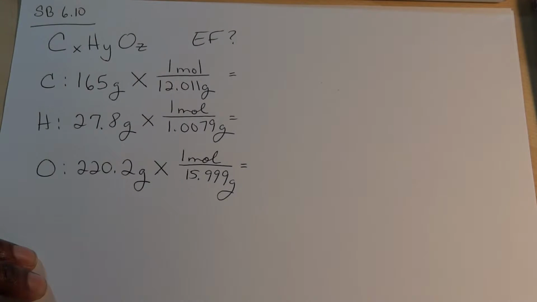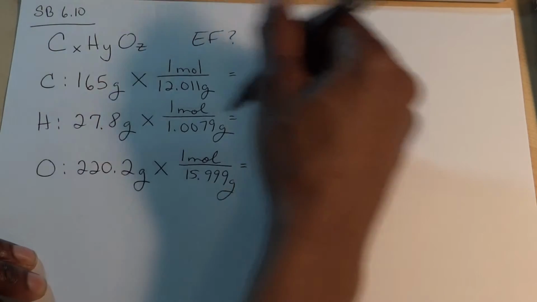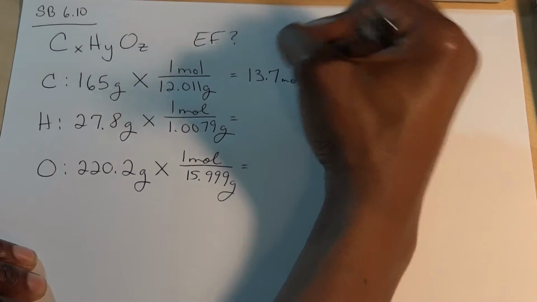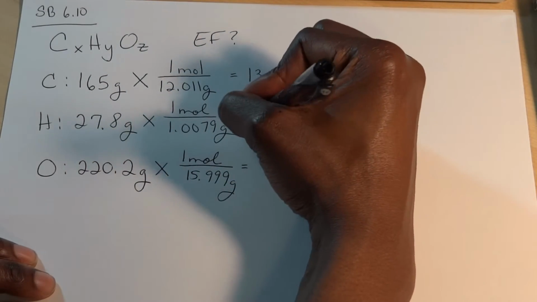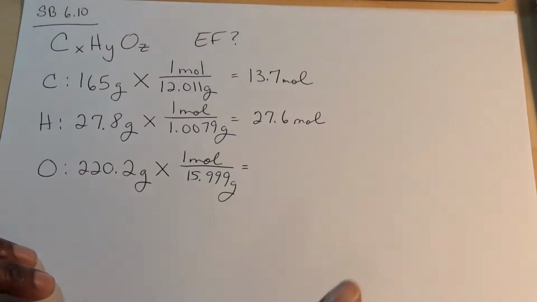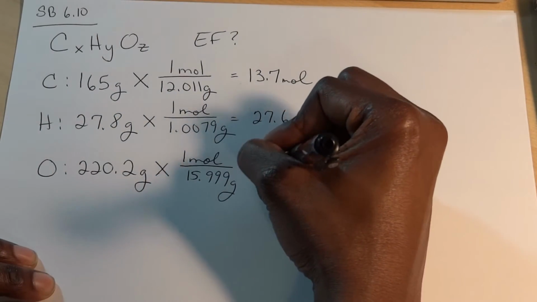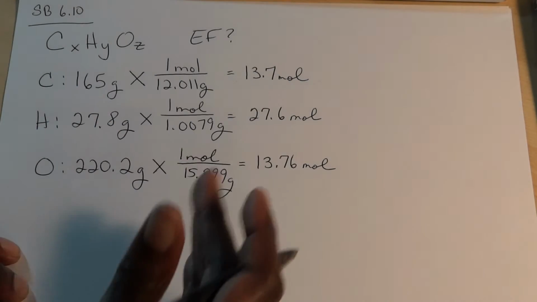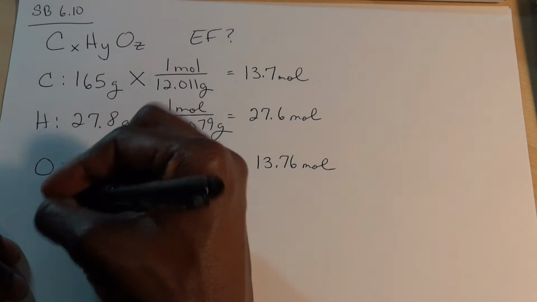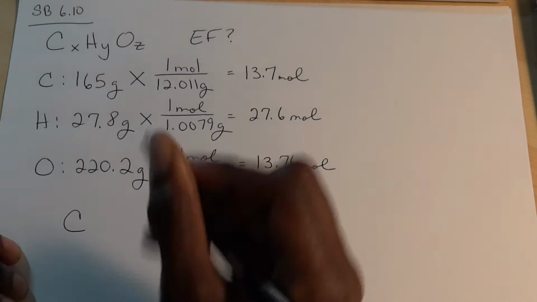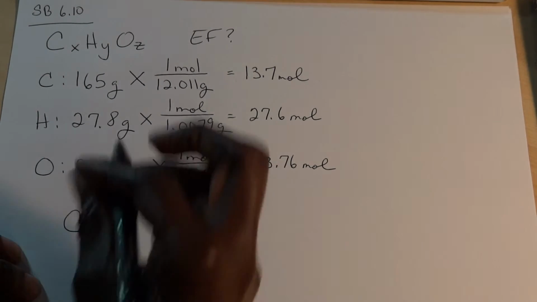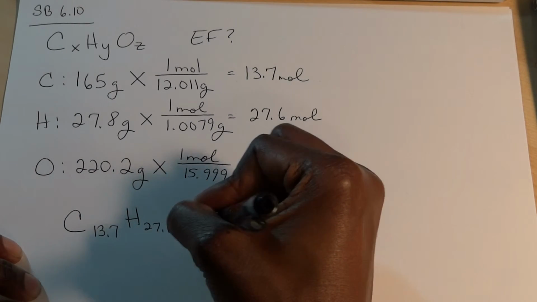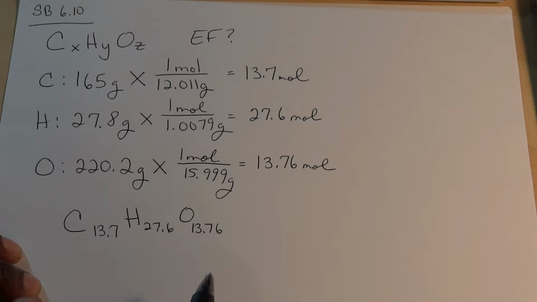And so we convert them into moles. For carbon we get 13.7 moles, for hydrogen we get 27.6 moles, and for oxygen we get 13.76 moles. Now that we know our mole amounts, those are actually what our subscripts are, so we can rewrite it like this: carbon 13.7, hydrogen 27.6, oxygen 13.76. The problem is that these are not whole numbers.